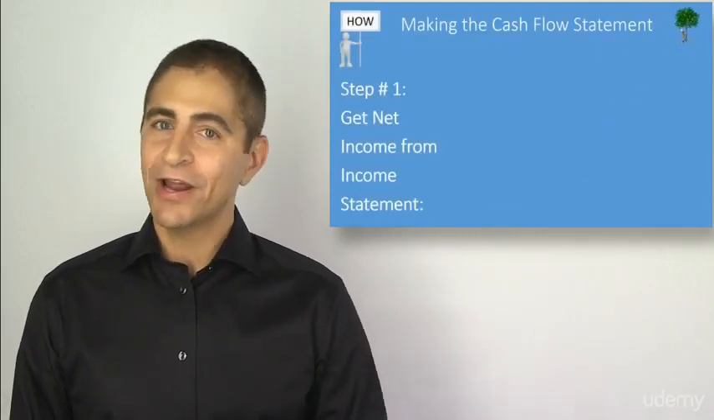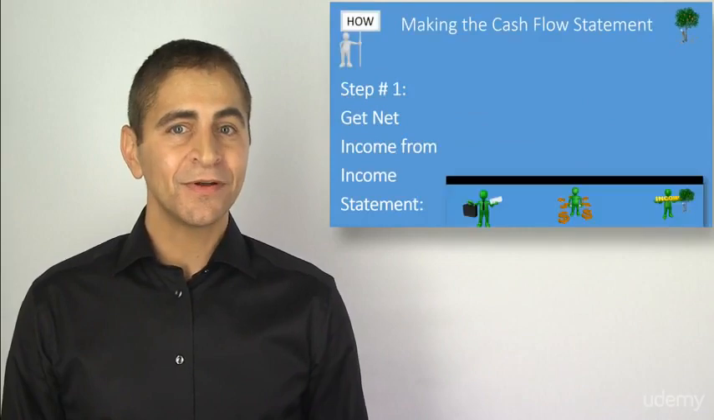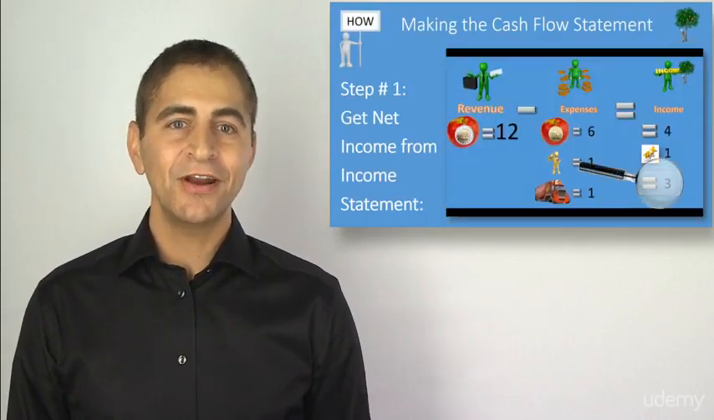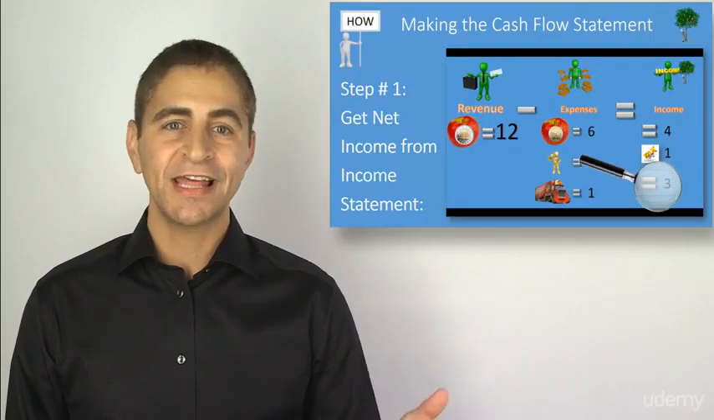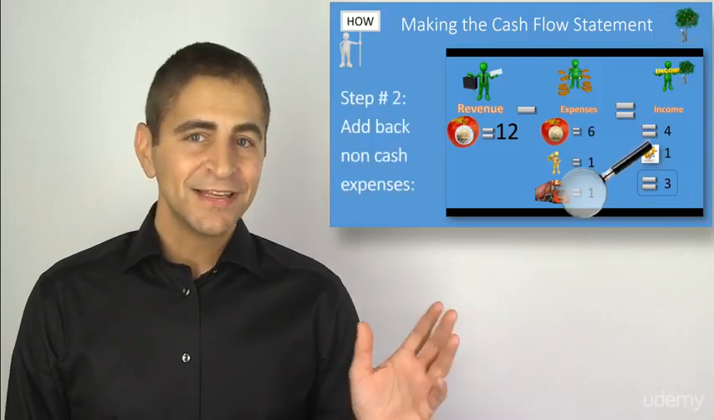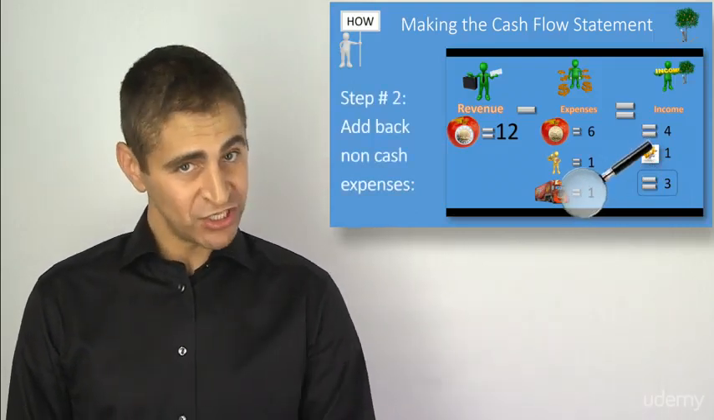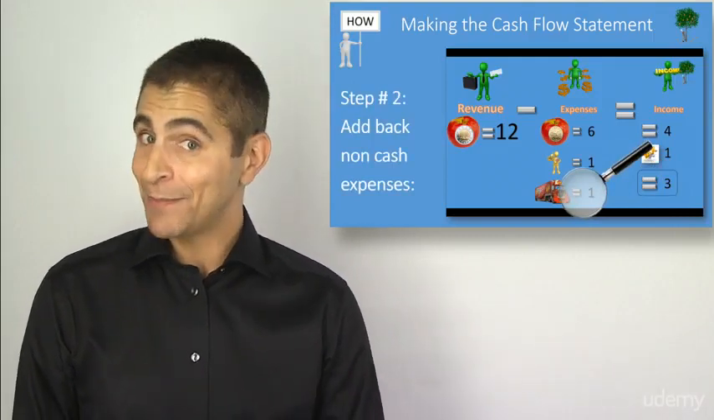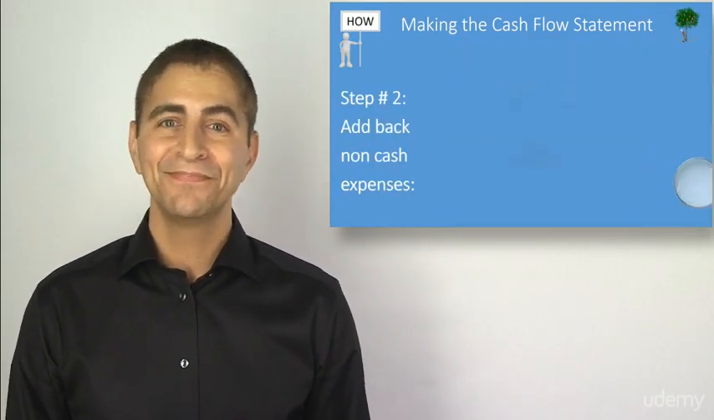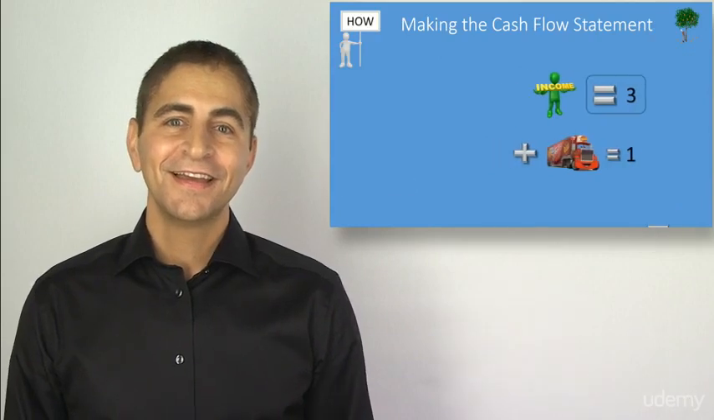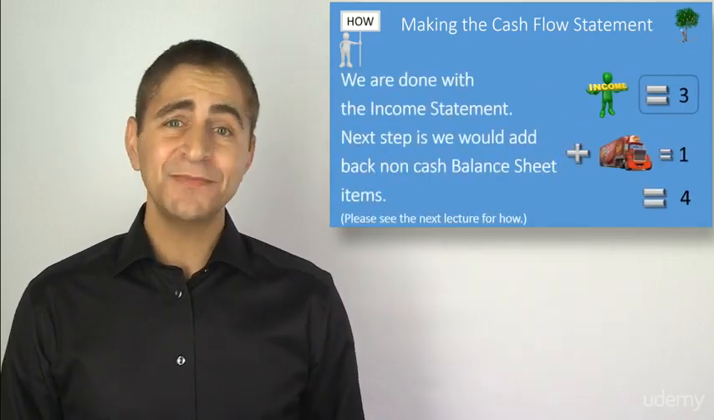So step 1, let's do it. Get net income from the income statement. And we've got it there. It's 3. We already did that last section. Step 2, add back non-cash expenses. Well, we've got depreciation of $1 for that truck. So we'll add that back. So we're at 4 now. And we're done with the income statement portion.